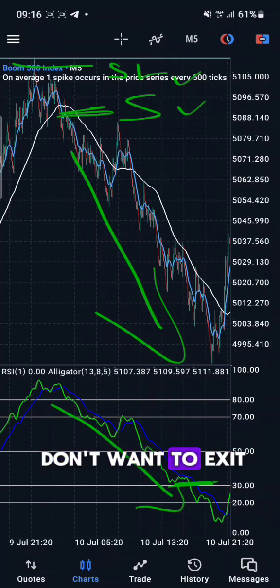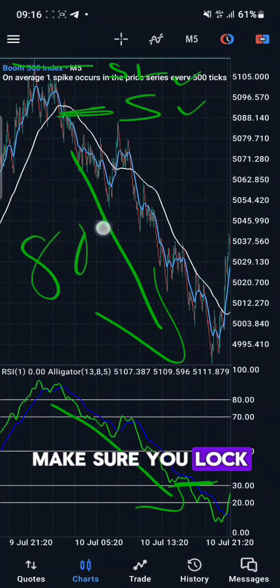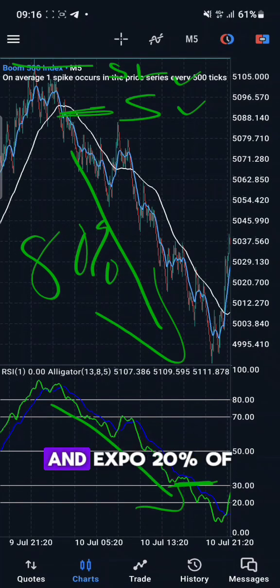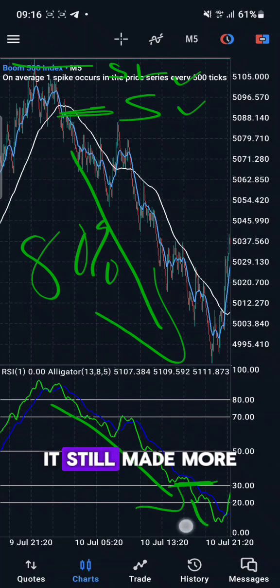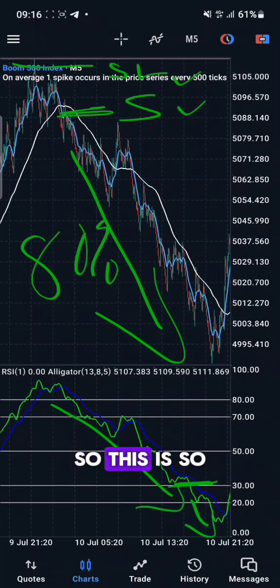Okay, and if you don't want to exit the market, make sure you lock up 80% of your profit and expose 20% of it to the market, to see if you can make more profit. And you can see it still made more profit right from there. So this is so beautiful and so unique. So that is how you do your calculations. It is as easy as that.